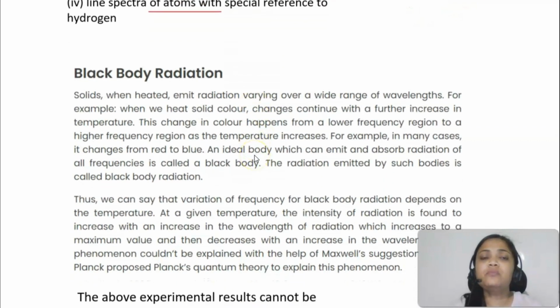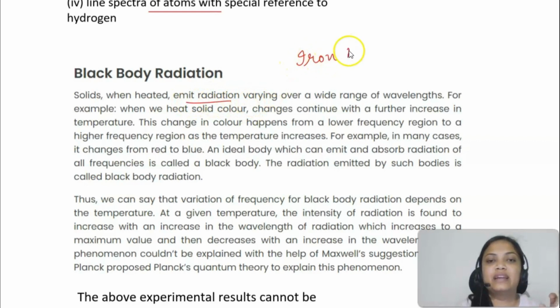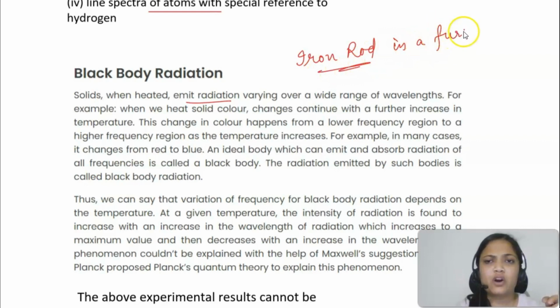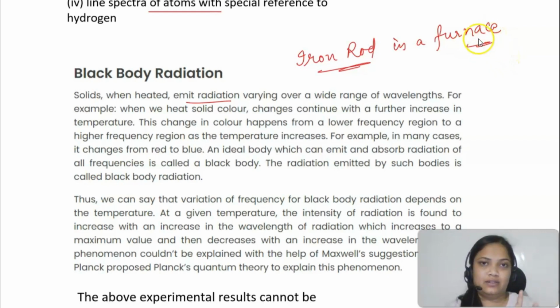Students, you know what black body radiation is. When you heat solids, they emit radiations. For example, if I am heating an iron rod in a furnace, have you ever observed someone heating an iron rod? Firstly it gets red in color. Then if you increase the temperature, the redness increases, it becomes bright red. Then slowly it will become white. Then from white it will become blue if you are heating it at a high temperature.